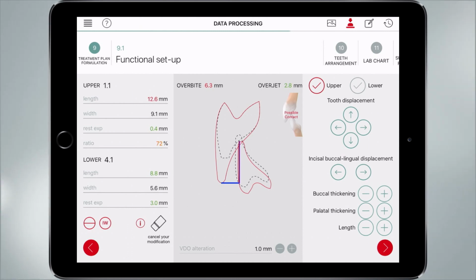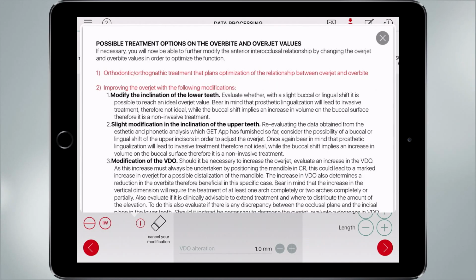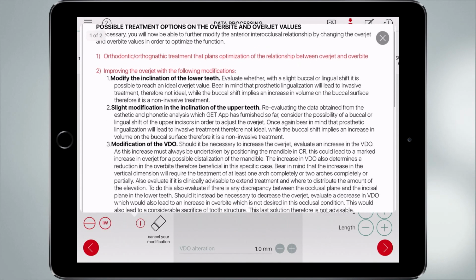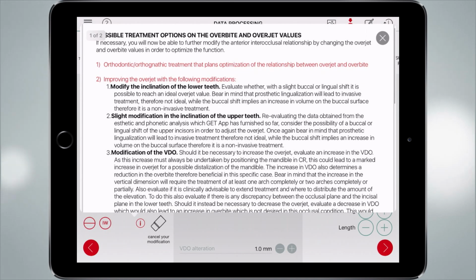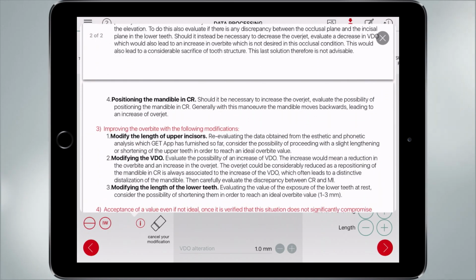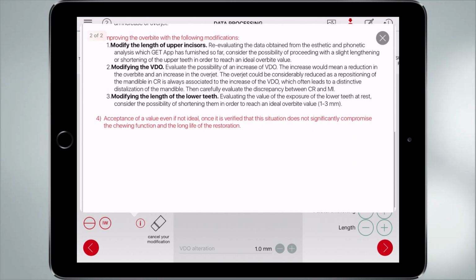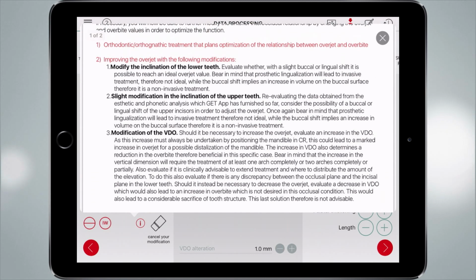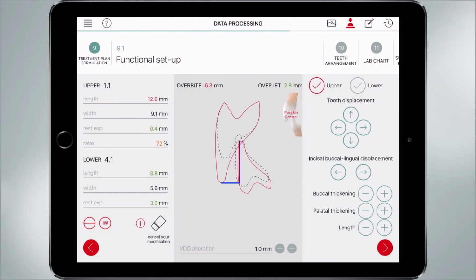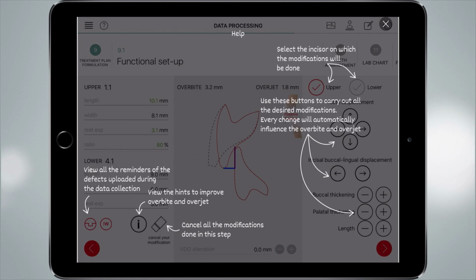Not just that, we can also push on the left bottom, the eye, you see, close to the cancel modification. You push the eye, and you see that you have, again, possible treatment options on the overbite and overjet values. So improving the overjet with the following modification, improving the overbite with the following modification, acceptance of the value, even if not ideal, etc., etc. So you have a lot of information here. You really have the chance to understand how much content is inside the app. Plus, go to the upper part on the left side. You see the question mark? The question mark, if you push it, look, is all the information on how to use all the buttons.